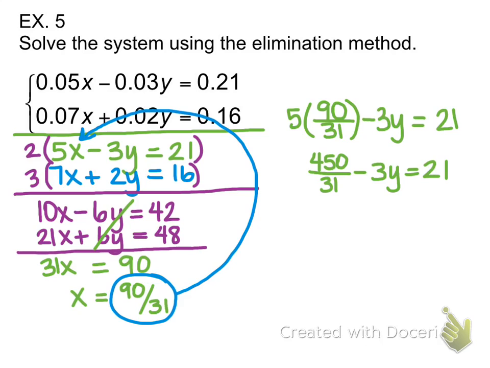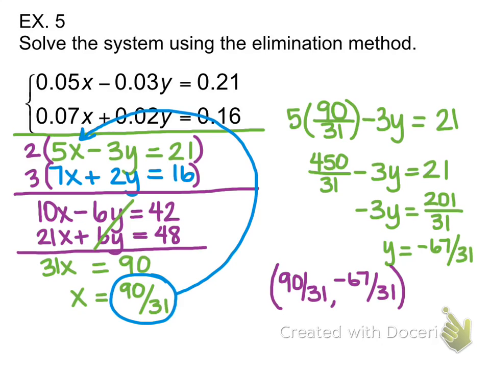Again, don't be afraid of the fractions. Let your calculator do the work. We're going to subtract 450 over 31 from 21 and then change it back to a fraction. So that will mean that negative 3y will equal 201 over 31. Then I divide by negative 3. So y equals negative 67 over 31. My solution to this system is the ordered pair 90 over 31, comma, negative 67 over 31.